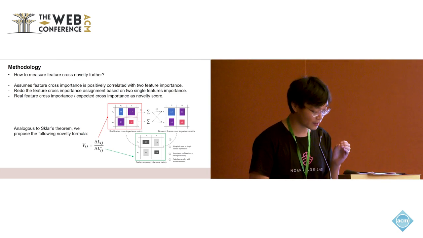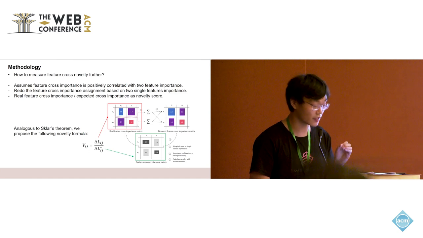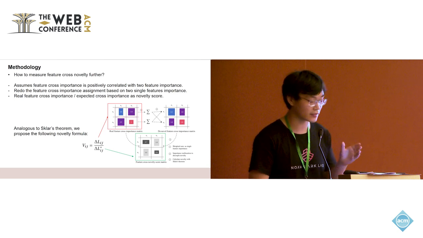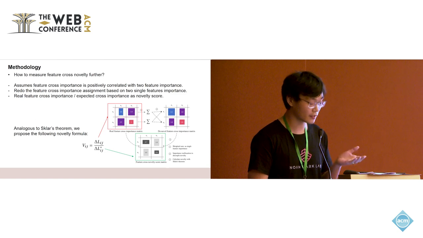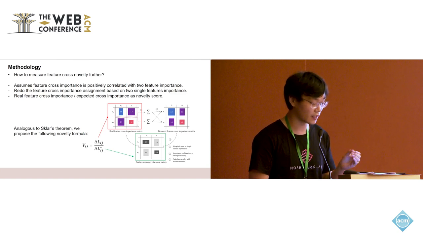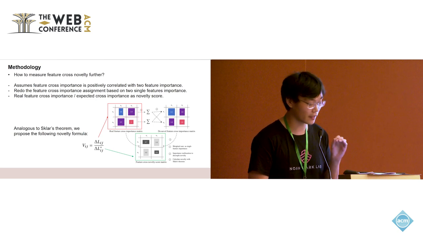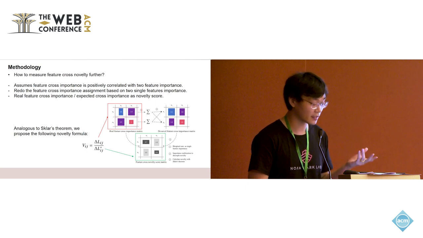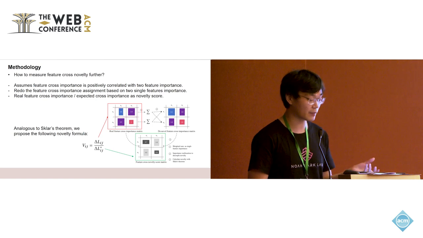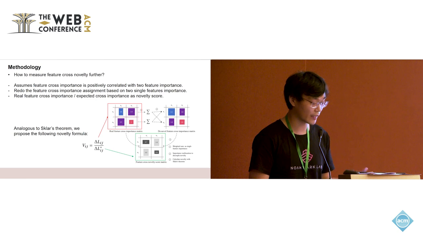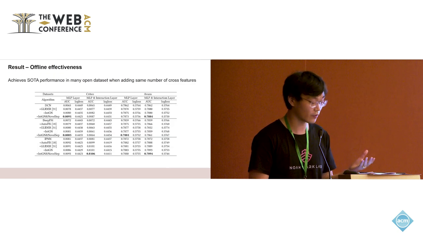So what we do is we first redo the assignment of cross feature importance based on their single feature importance, and we assume the cross feature importance is positively correlated with the two single features' importance, and get a new cross feature importance matrix. Then we divide the real cross feature importance by it. So we approximate the previous section with the expected ones, and if this is very big, then this means the real cross feature importance is beyond our expectation. Then we will choose it for our online serving. So after this, we can select features that are both novel and important.